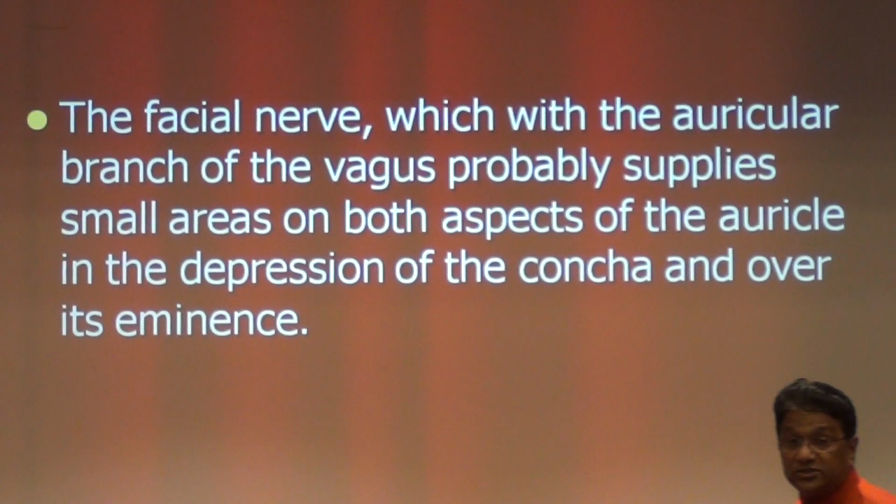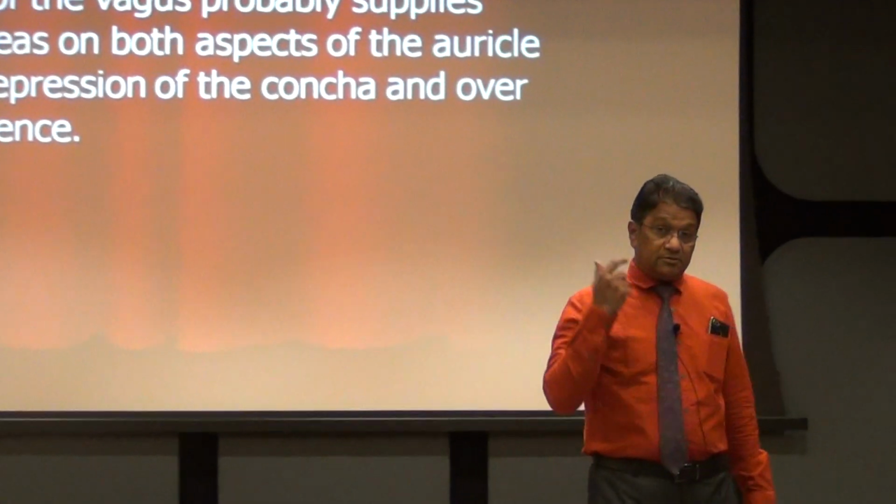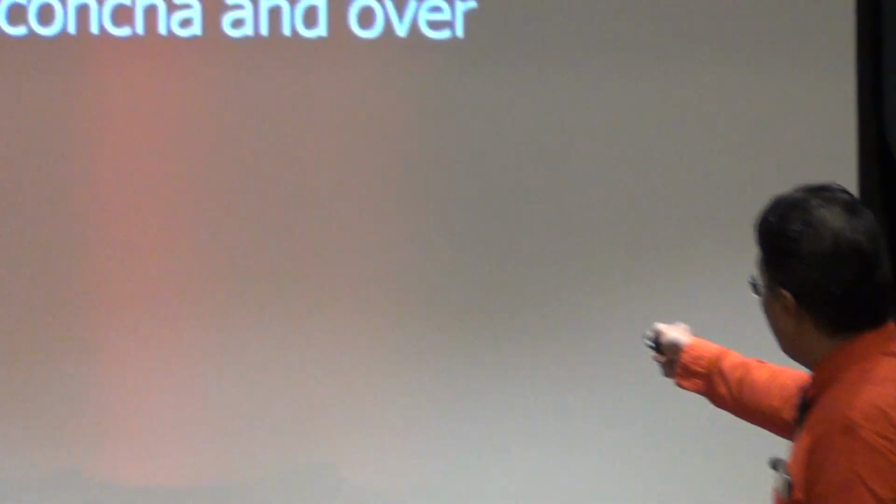This is what it is talking about, concha and eminence. The concha is a depression on the lateral surface. Correspondingly, on the cranial surface there is an elevation. This depression causes an elevation on the cranial surface, and this elevation is known as the eminentia. It is supplied by the great auricular nerve as well as the vagus nerve.